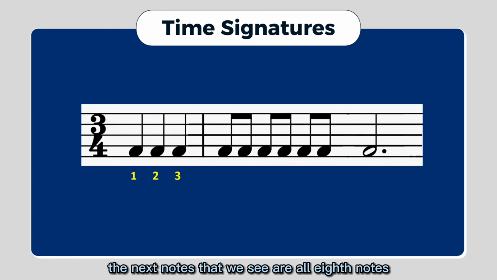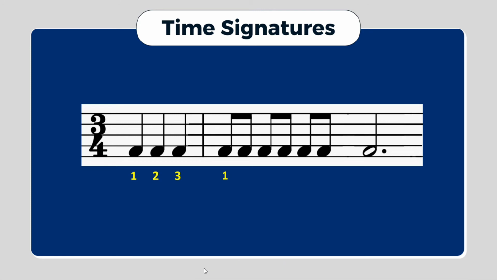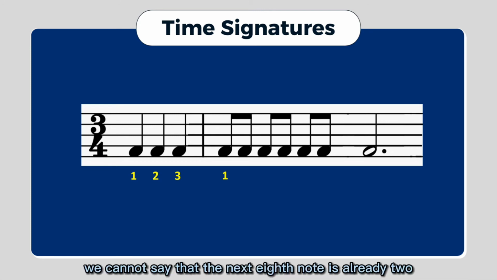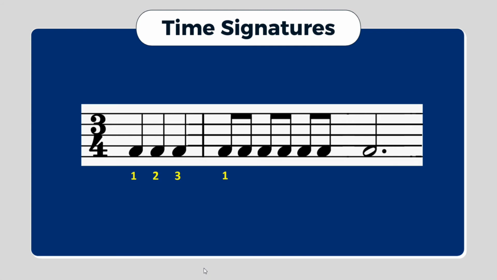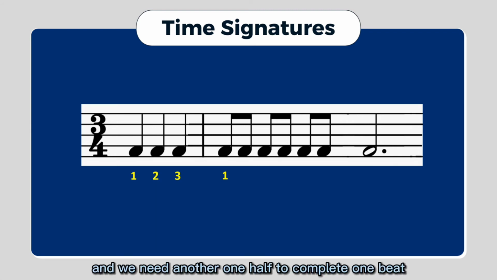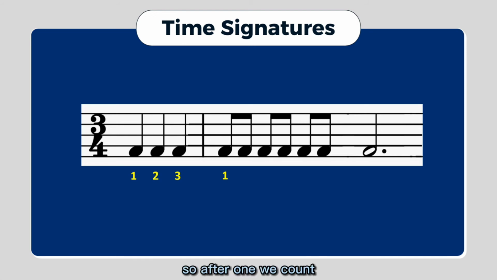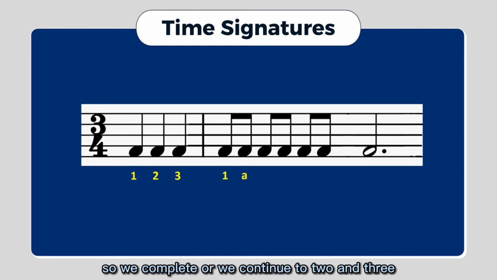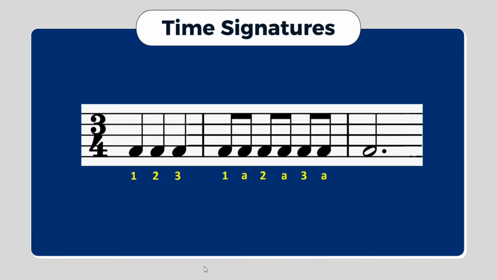The next notes that we see are all 8th notes. Remember, 8th notes get 1/2 beat only. But when we count, we should always start with 1. However, we cannot say that the next eighth note is already 2 since we only had 1/2. And we need another 1/2 to complete one beat. So after 1, we count "and." There you have it. We already have one whole beat. So we continue to 2 and 3 and bar line.